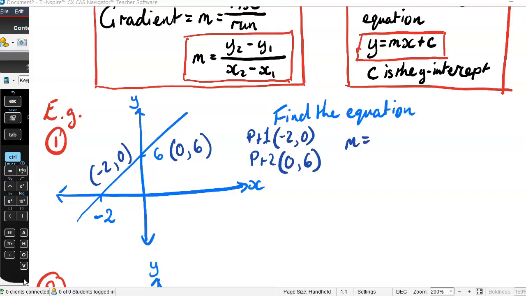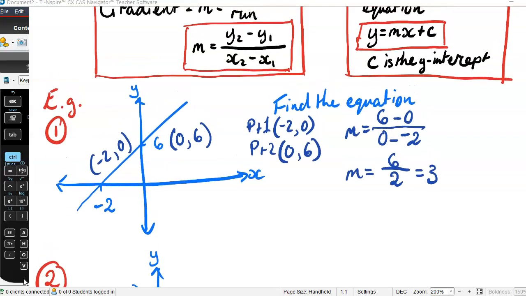Okay, so my gradient is the y2 minus y1, so that's 6 minus 0, divided by the x coordinate of point 2, which is 0, take away the x coordinate of point 1. So m equals 6 minus 0 is 6, 0 minus -2 is +2. So 6 divided by 2 is 3. Okay, so we got our gradient. So that's one part of our equation.